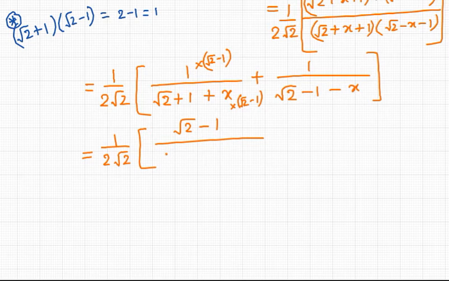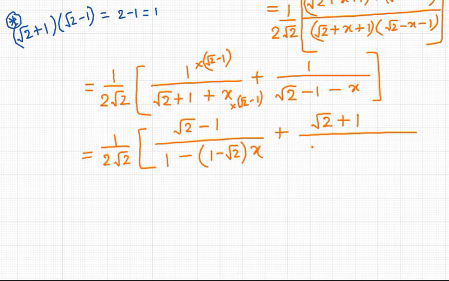So that will be root 2 minus 1 divided by 1 minus root 2 x. And the other one will come out to be, let us multiply with root 2 plus 1. So if you multiply by root 2 plus 1, this particular factor will multiply with root 2 plus 1 to give us 1 minus root 2 plus 1 into x.